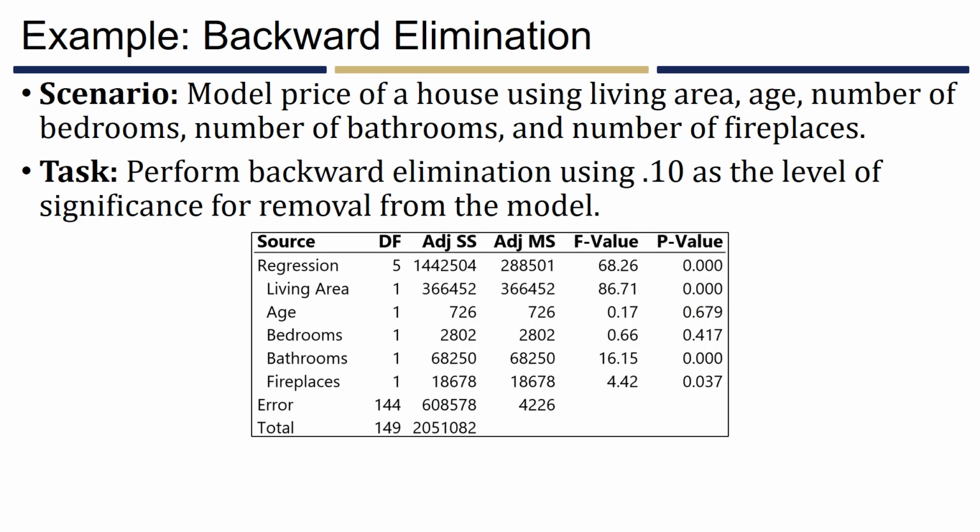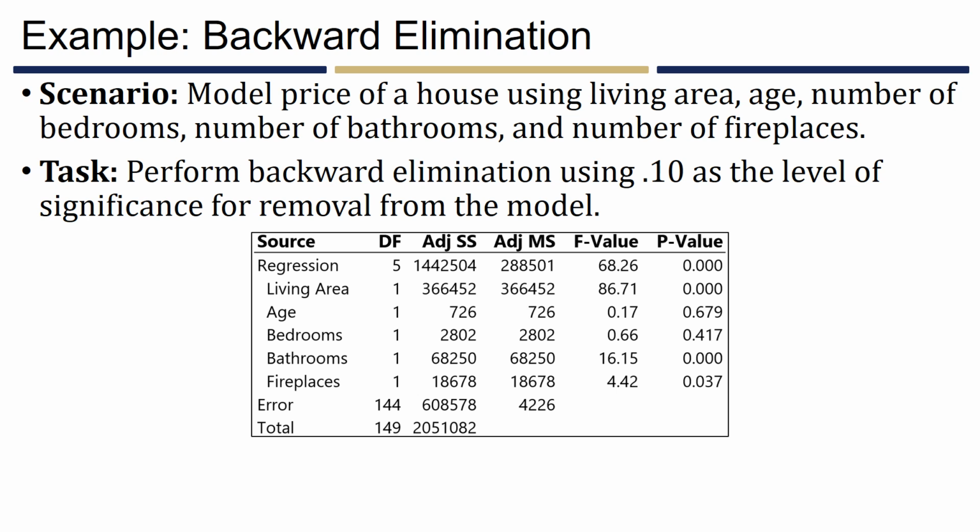So let's go back to our house price data and use backward elimination with a 10% level of significance for removal from the model to determine our final model. The output that you see has fit the maximum model. We have all 5 of our predictors in that model. Notice we also have our adjusted sums of squares. So we have our type 3 sums of squares. This is again making the assumption that each of these predictors is entering the model last after the other 4.